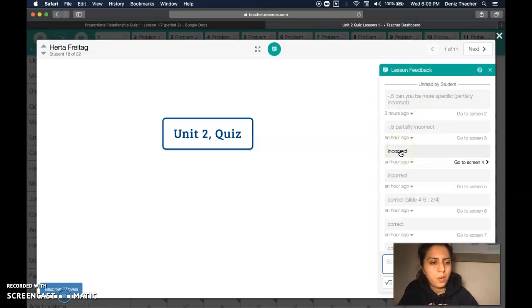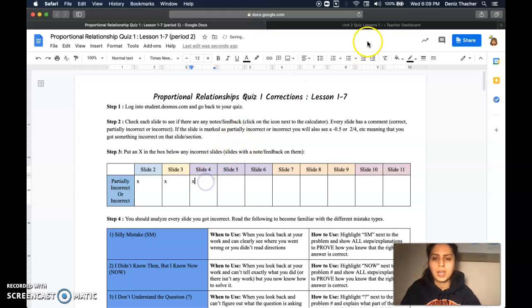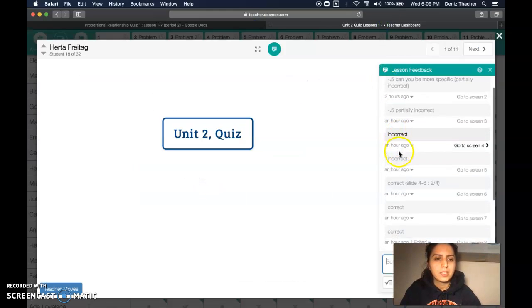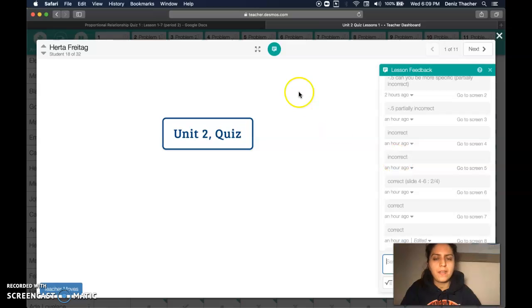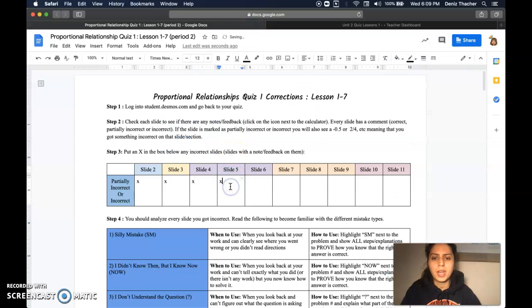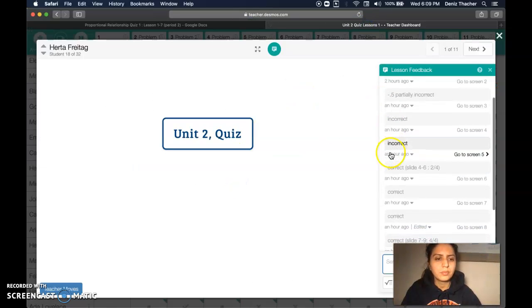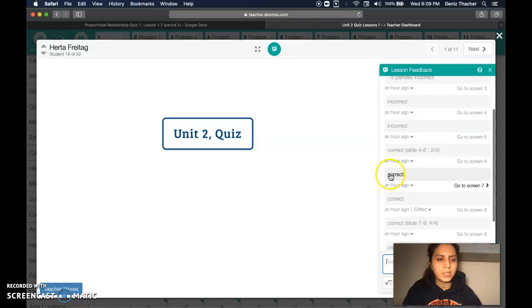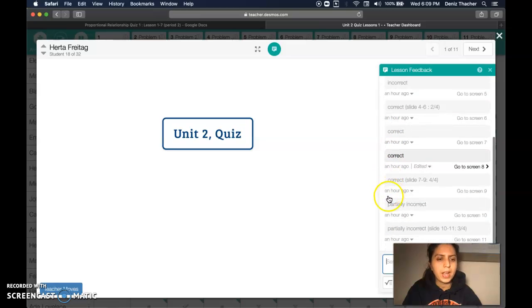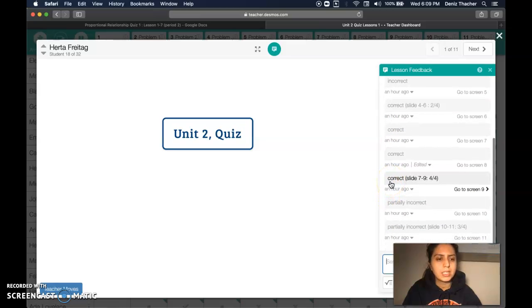Similar for screen 4 or slide 4, it is incorrect, so I'm going to go ahead and put an X there. Slide 5 or screen 5 is also incorrect, so I'm going to put an X there. Slide or screen 6 is correct, so I'm going to leave it blank. Slide or screen 7 is correct. Slide 8 is correct. Slide 9 is correct.